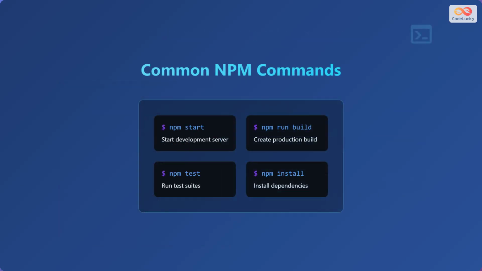Let's explore some common npm commands that you'll frequently use in your React projects. npm start is used to start the development server, allowing you to view your application in the browser. npm run build is used to create a production-ready build of your application, optimizing it for deployment. npm test is used to run the test suites, ensuring that your code is working as expected. npm install is used to install the dependencies listed in your package.json file, setting up your project with the required libraries and tools.